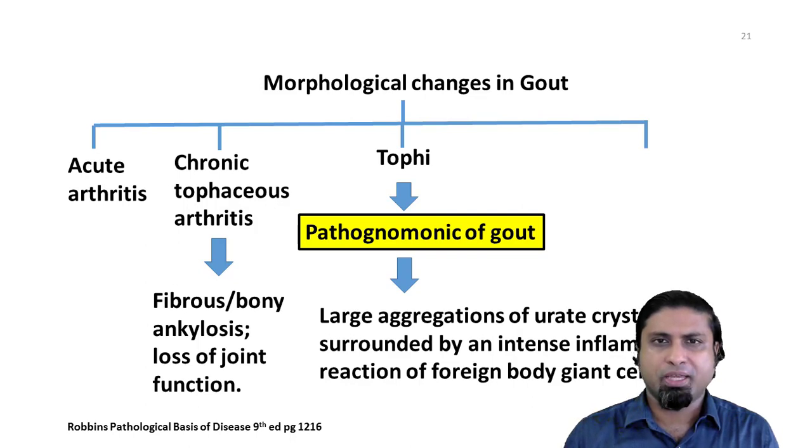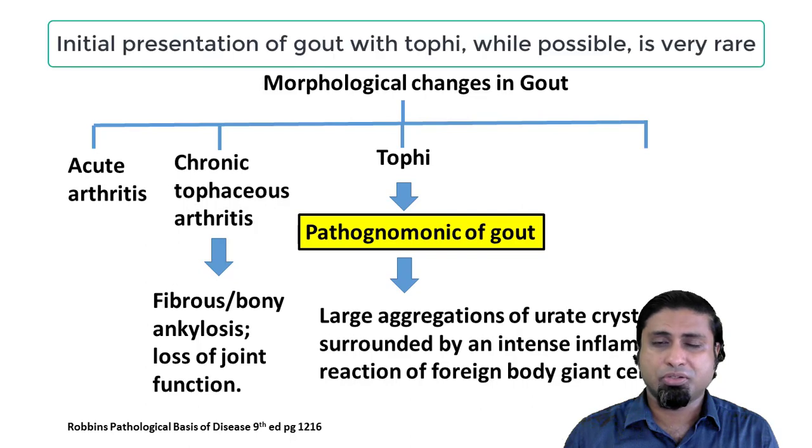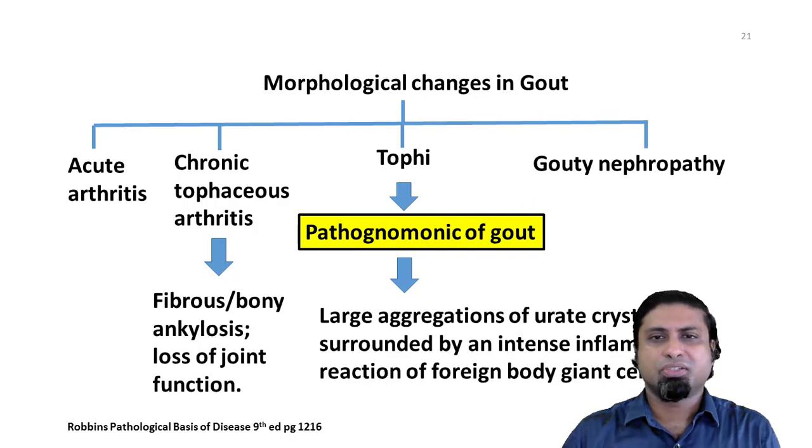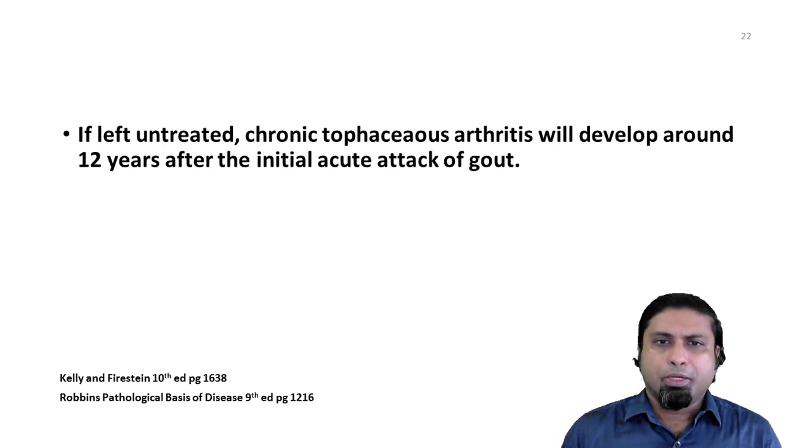So again, tophi are pathognomonic of gout. They are not seen in the initial stages of gout, but are seen only when gout is left untreated and is allowed to progress for many years. Another clinical feature which is seen in patients with gout, not in all patients of gout, but in some patients with gout, is gouty nephropathy. So this is the entire clinical spectrum that we may see in a patient with gout over the years.